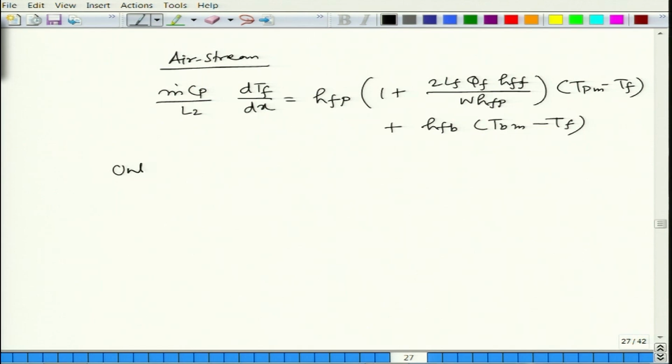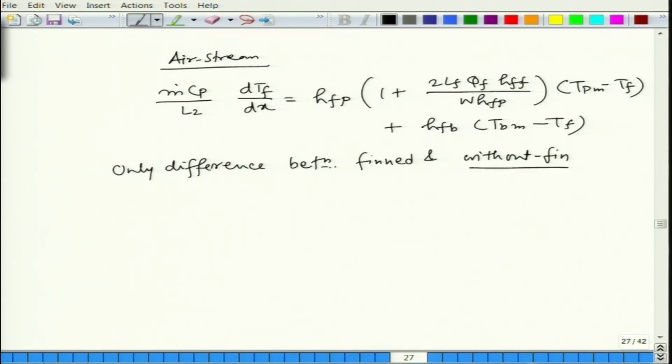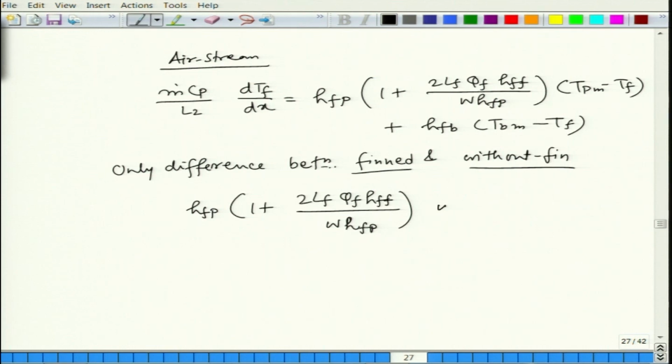So just note that the only difference between these two geometries, with fin and without fin, is this thing: h_FP is now modified to this term. Instead of h_FP, without fin, you had only this h_FP. Now for the fin case, you have modified this h_FP by this.